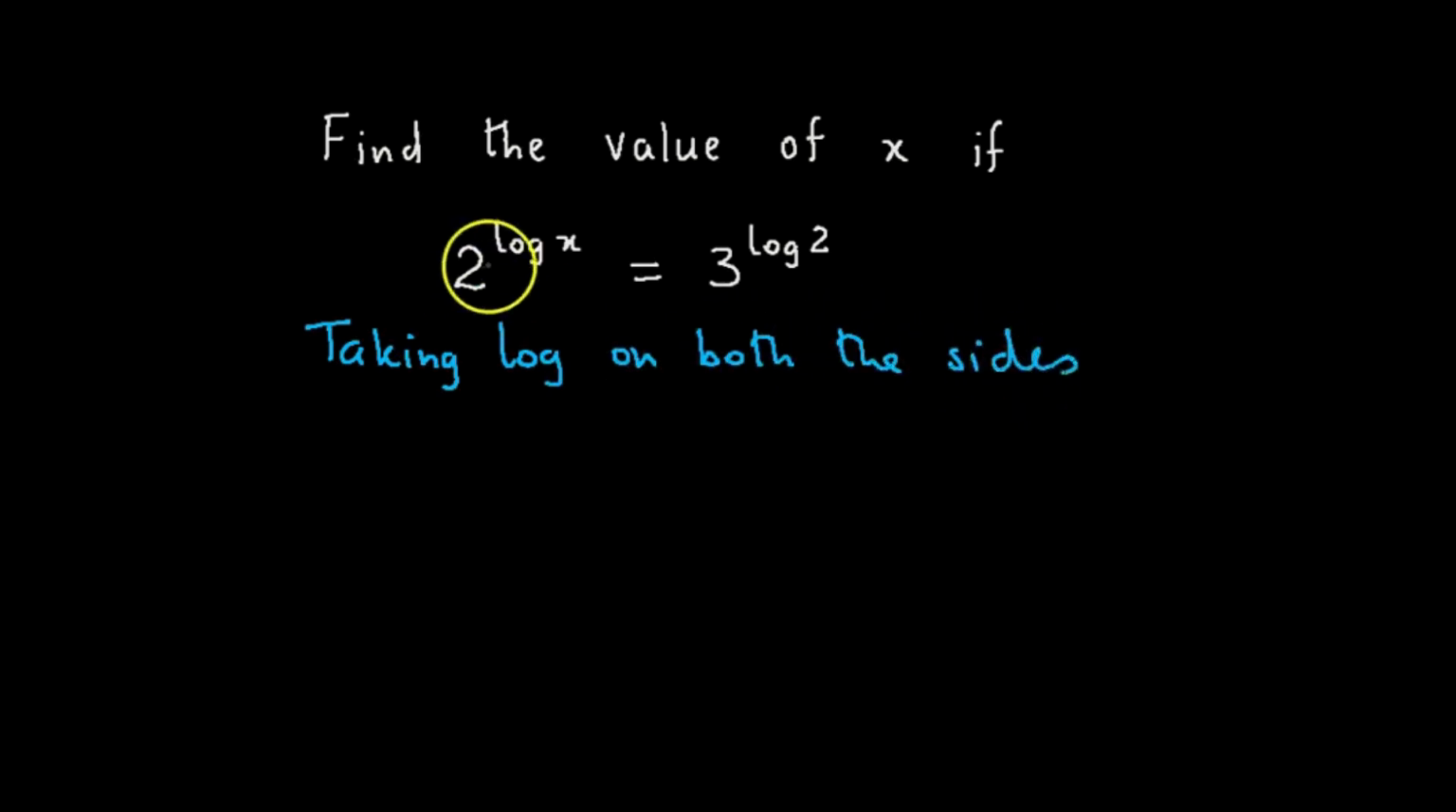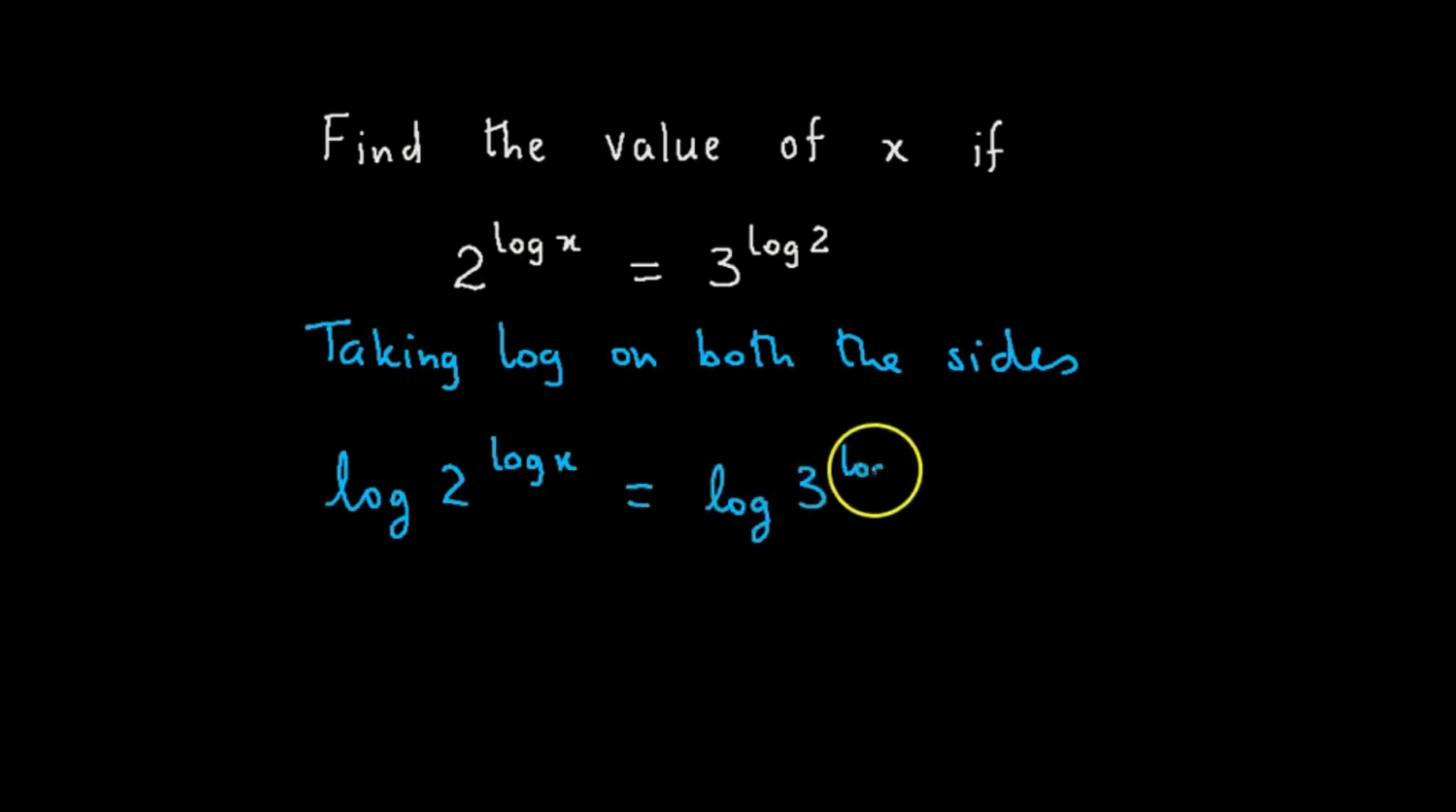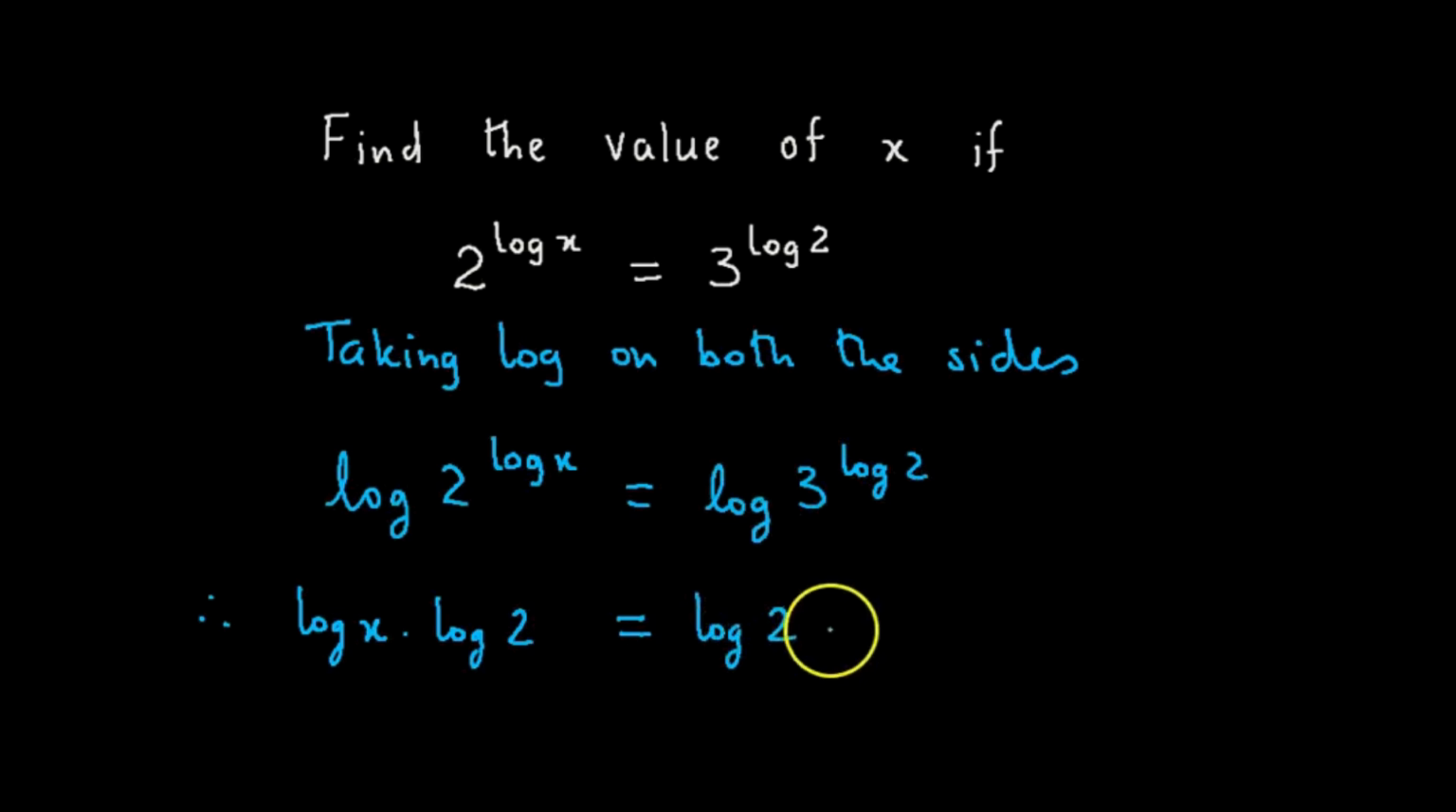तो अगर हम log लेते हैं तो लेफ्ट में आ जाएगा log of 2 raised to log x, और इस तरफ log of 3 raised to log 2. Now this is of the form log of a raised to b, तो ये हो जाएगा b times log of a. तो ये log x आगे आ जाएगा. So log x into log 2 is equal to, यहाँ पर भी log of a raised to b, so it becomes b times log a. तो ये log 2 आगे आ जाएगा. So log 2 into log 3.